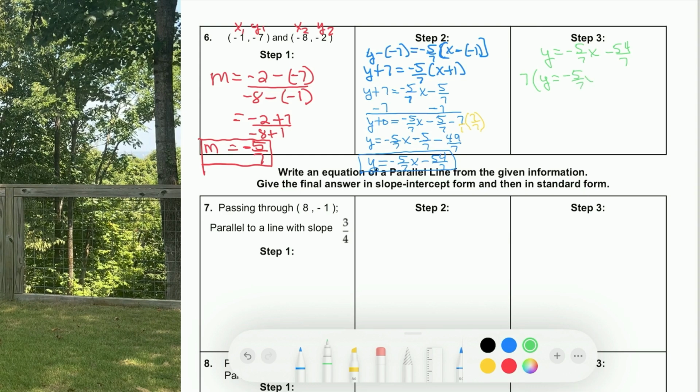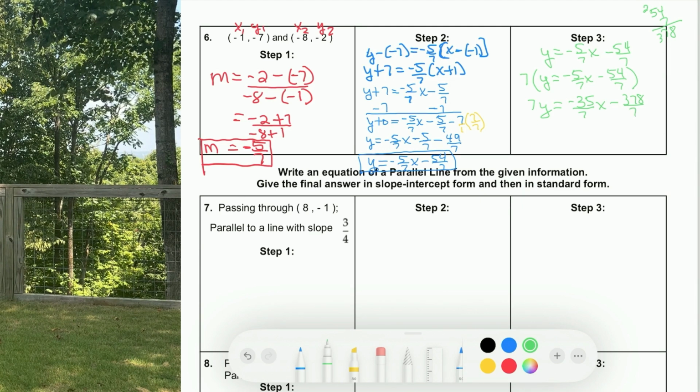So rewrite this part out. All right, so we end up with 7y equals 7 times negative 5 is negative 35/7x. 7 times negative 54, let's see here. 54 times 7, that's 28, put it with 2, 378/7. Simplify those, we end up with 7y equals negative 5x minus 54.